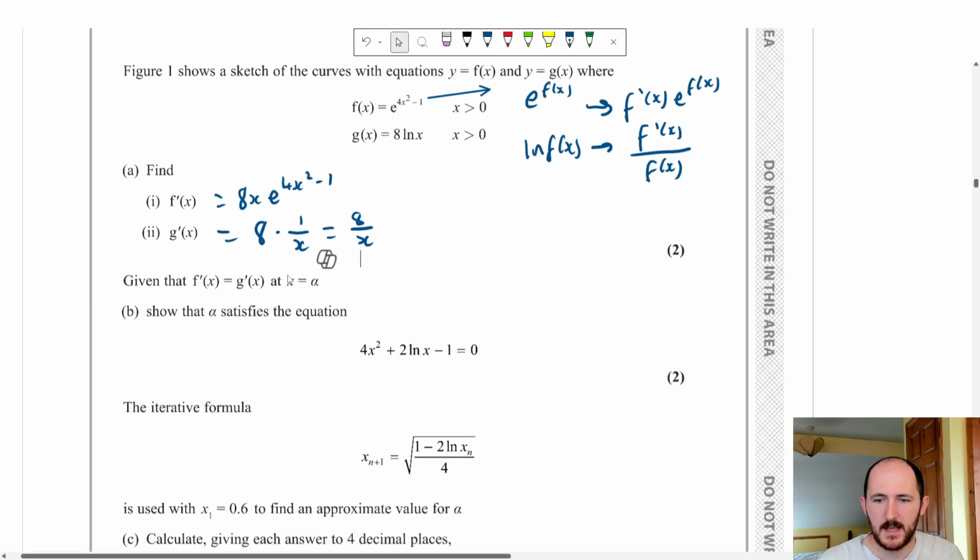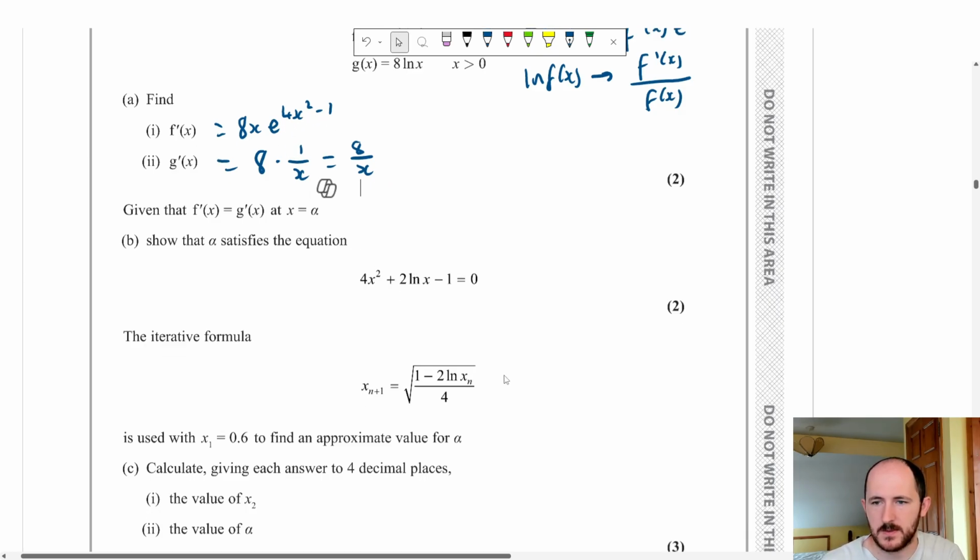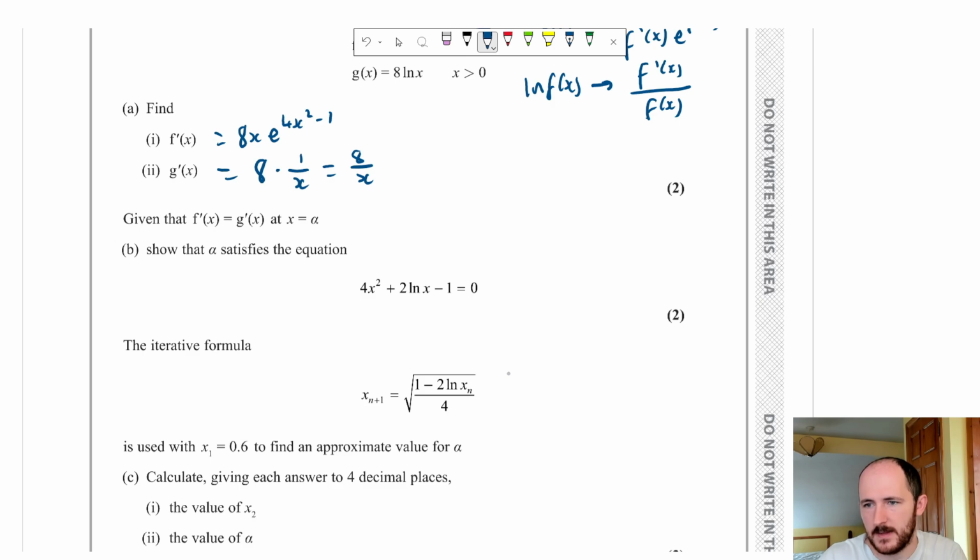And that's it. And it says, given that they equal each other at this point x equals alpha, show that alpha satisfies this equation. Well, first things first, we need to make these two things equal to each other. So let's do that. We have 8x e to the 4x squared minus 1 equals 8 over x. I'm going to cancel an 8 from both sides. I'm going to times both sides by x. We get x squared e to the 4x squared minus 1 equals 1.